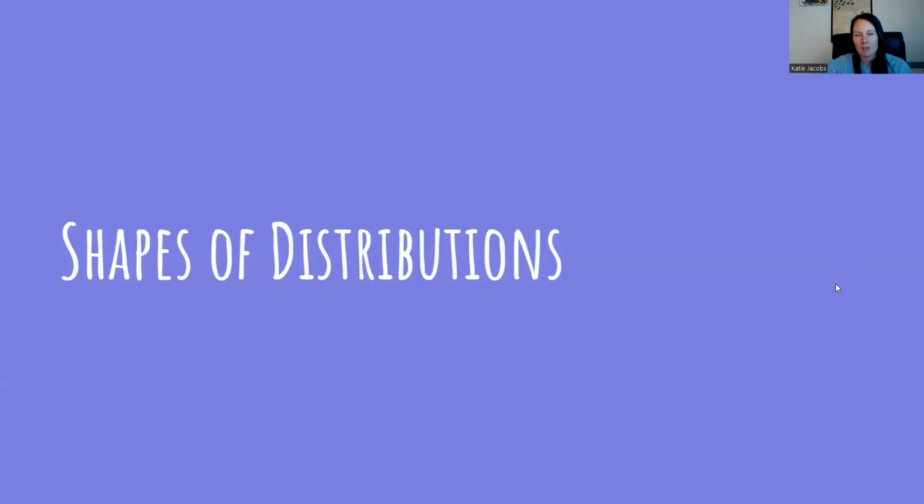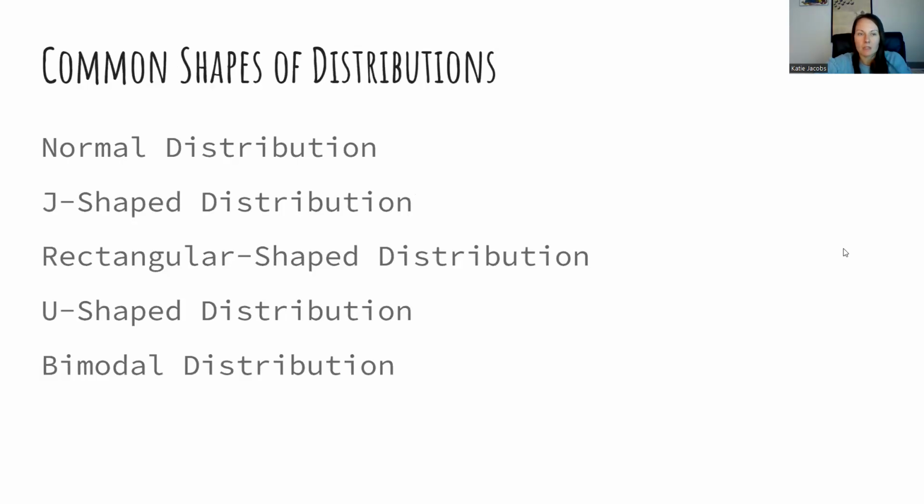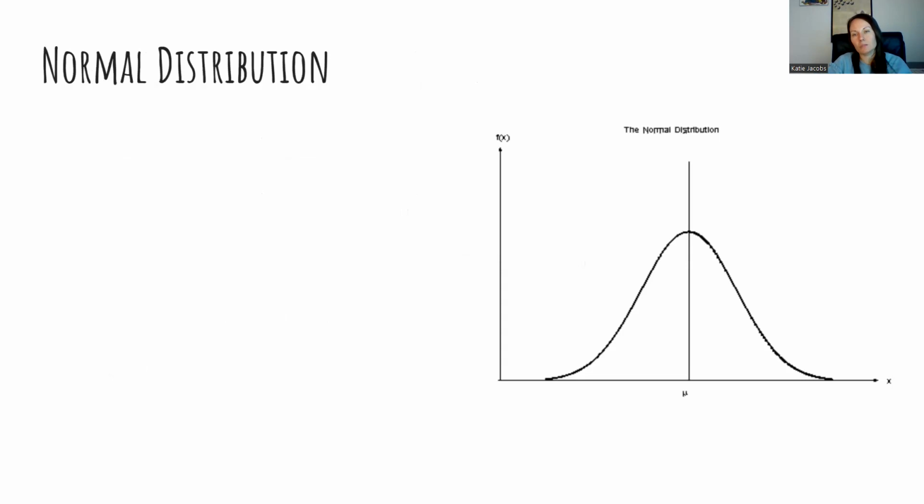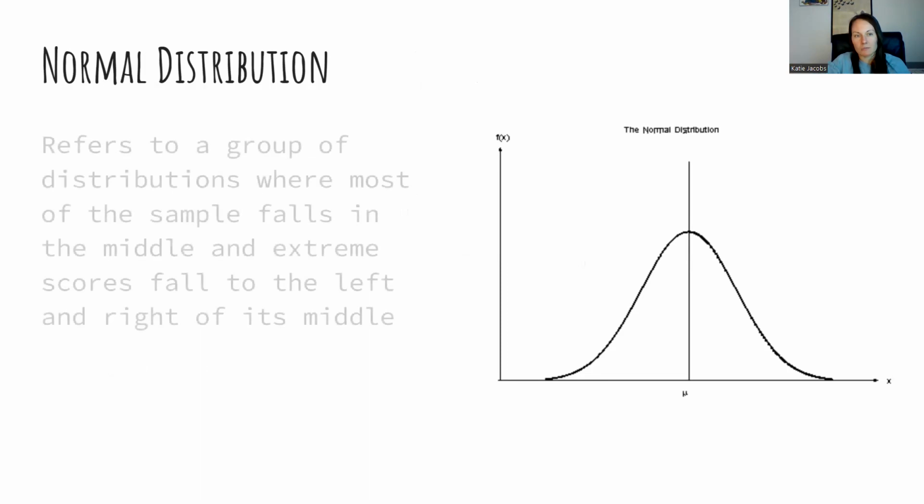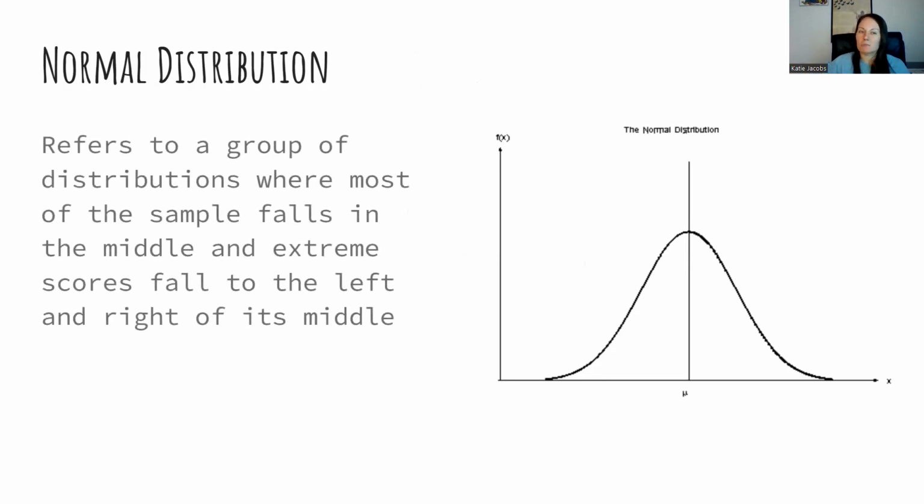Okay. So there are different shapes of these distributions. And if we build histograms, it's easier to see what those shapes are. Some common shapes of distributions include the normal distribution, the J-shaped distribution, the rectangular shaped distribution, the U-shaped distribution, and the bimodal distribution. The normal distribution is the one that we're going to use the most. It refers to a group of distributions where most of our sample is going to fall in the middle and extreme scores fall to the far left and right.